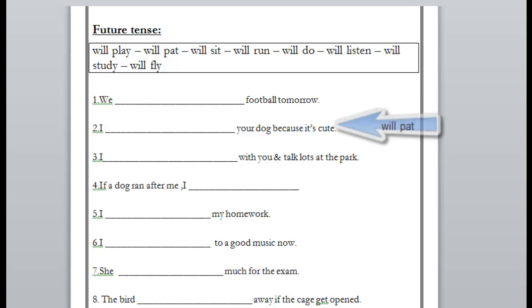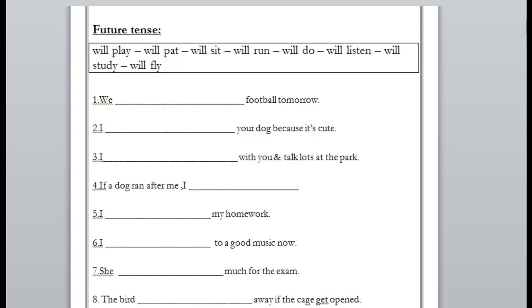Okay, so you got the point, guys? Can we just say, I pat your dog because it's cute? No, but why? It wouldn't be future tense. It would be what? Present tense. Okay, you got it? Yes, good guys.